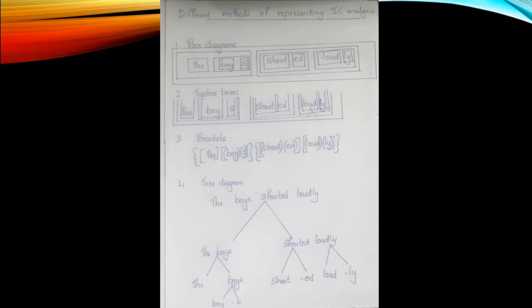The same sentence can be shown by means of topless boxes or by means of brackets. The fourth way of representing it is by means of tree diagram, which we have already discussed.